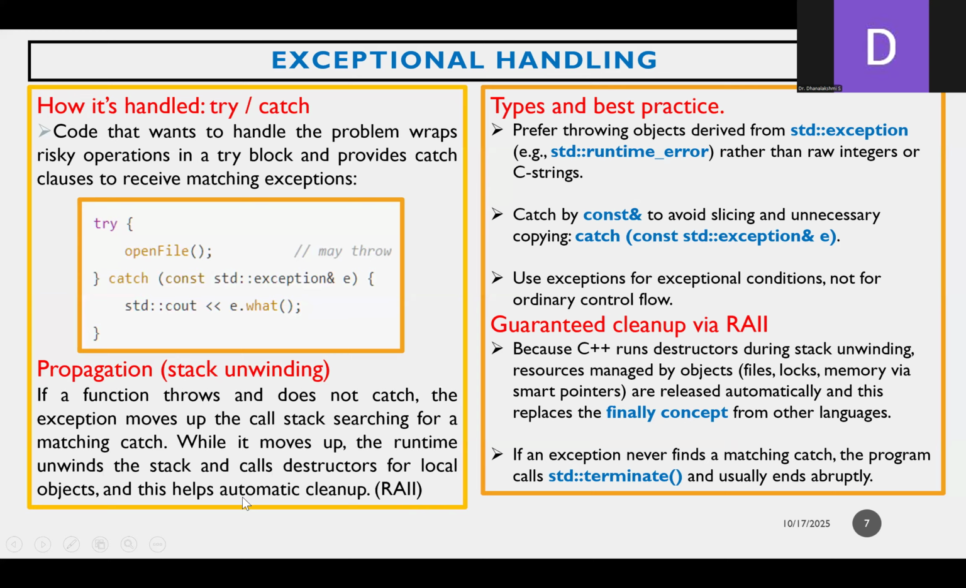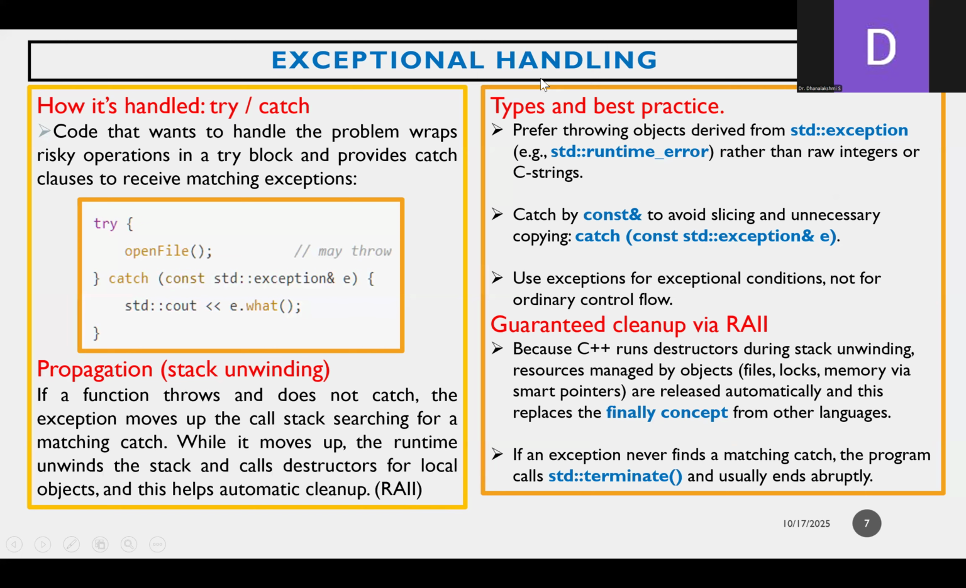What is this? It's a C++ design principle that ensures resources are automatically released when they are no longer needed, usually when an object goes out of scope. For example, if a function throws while holding a file handle, the file object's destructor will close it automatically. That's called RAII, resource acquisition is initialization.